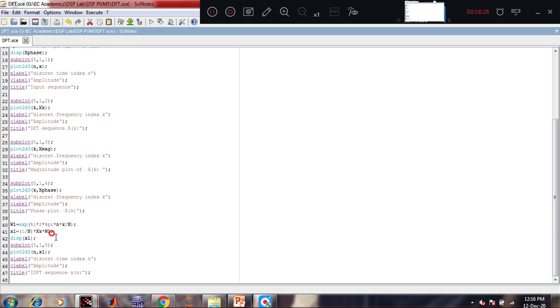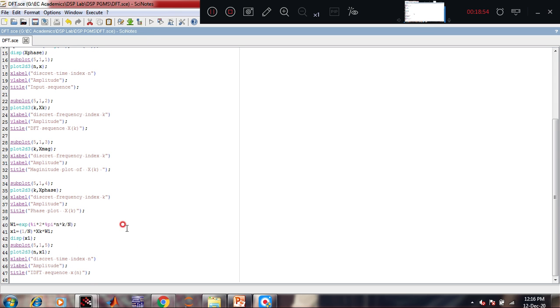So this is the second one, this is the magnitude plot, this is the phase plot, and this one is the IDFT. To calculate the IDFT we want the inverse DFT matrix, that is W1, given by the same expression, but instead of minus I have taken plus i here. Next the IDFT is x is equal to 1 by n xk into W1, and display x1, and similarly you plot. So again here it is n because it is the original input sequence, discrete time index, right?